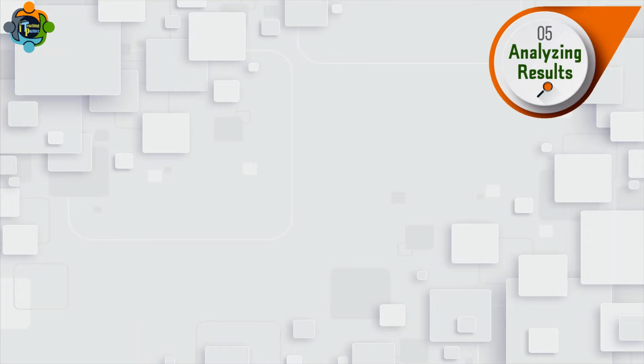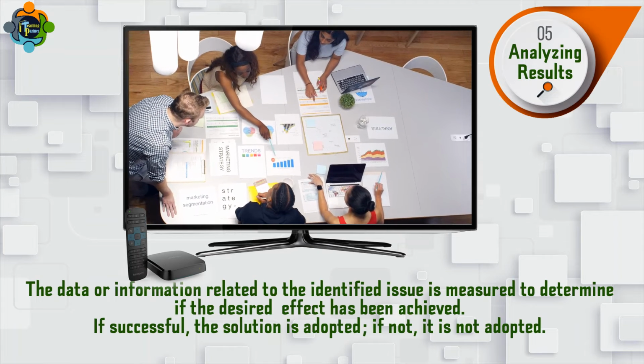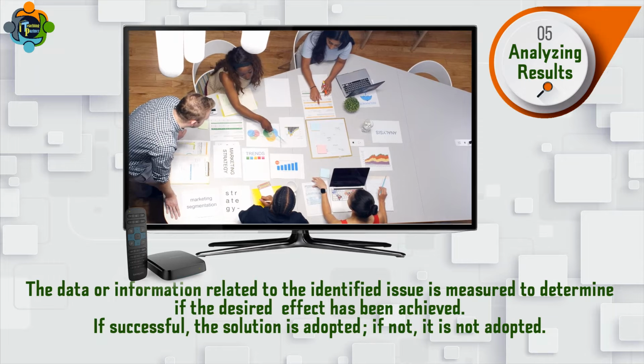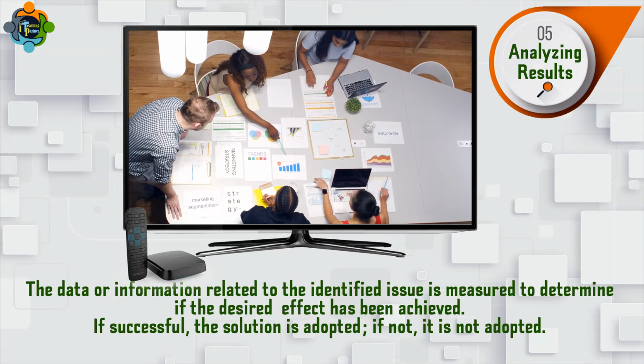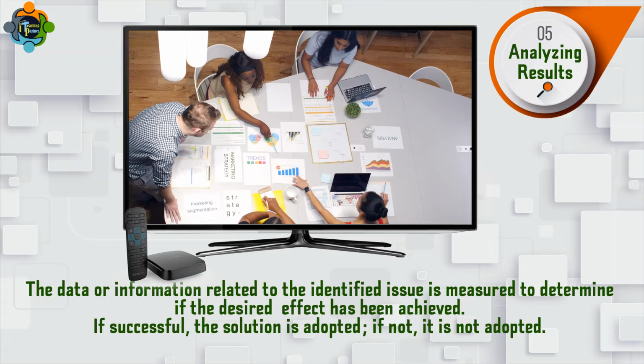Step number 5. Analyze the results. The data or information related to the identified issue is measured to determine if the desired effect has been achieved. If successful, the solution is adopted. If not, it is not adopted.